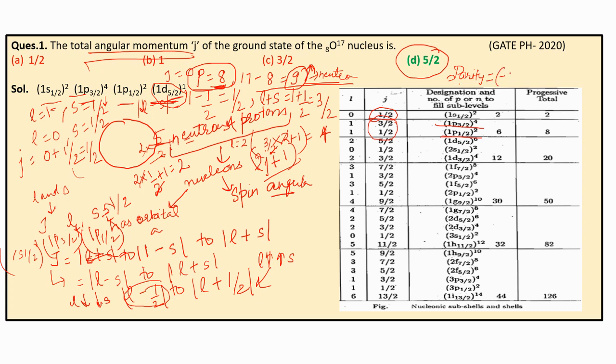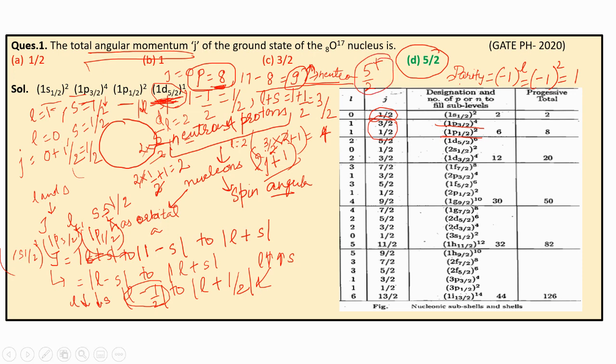Like last class, we have done beta decay. In it I told you parity is minus 1 raised to the power L. So you just have to find out which sublevel the last neutron went to. Here it is d, so L is equals to 2. So parity will be minus 1 raised to the power 2, so it is positive. That means it will be 5/2 positive.